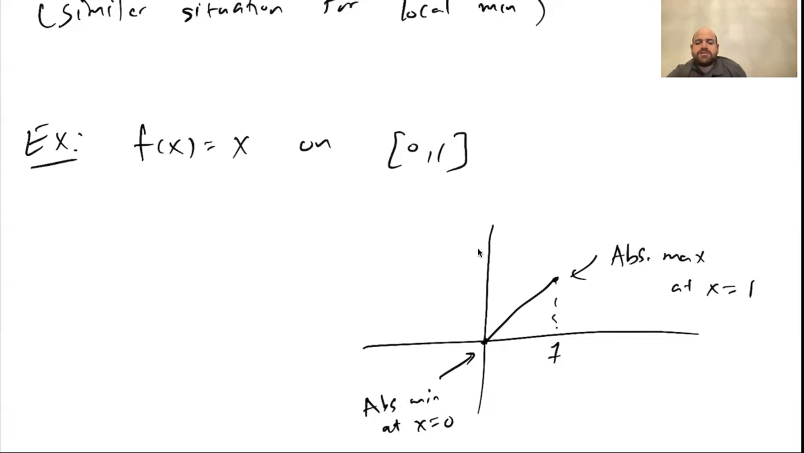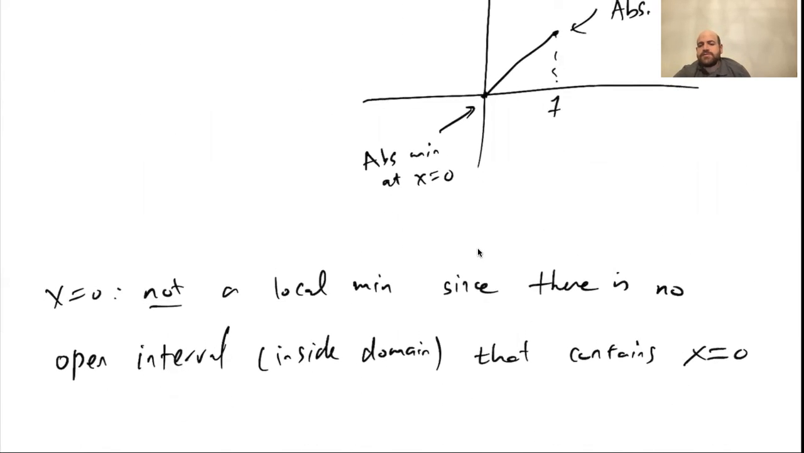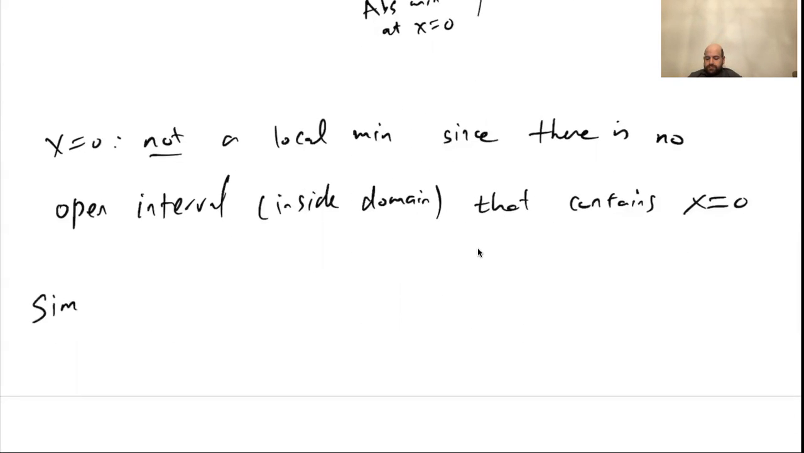So that means x equals 0 is not a local min, although it's an absolute min. Because for an absolute min, I do not have such a requirement that an open interval must contain the point. There is no such requirement for an absolute min. But for a local min, we have that requirement. Therefore, this point is an absolute min, but not a local min. Similarly, x equals 1 is an absolute max, but not a local max.